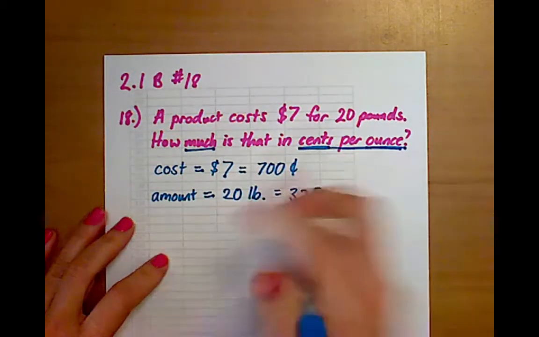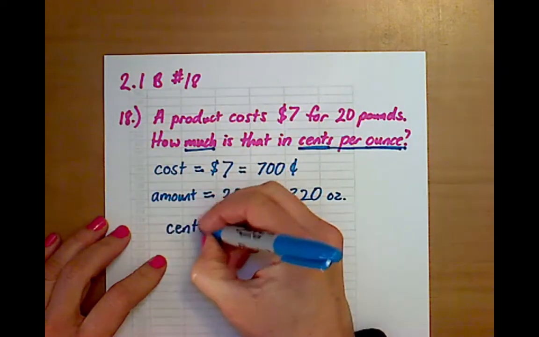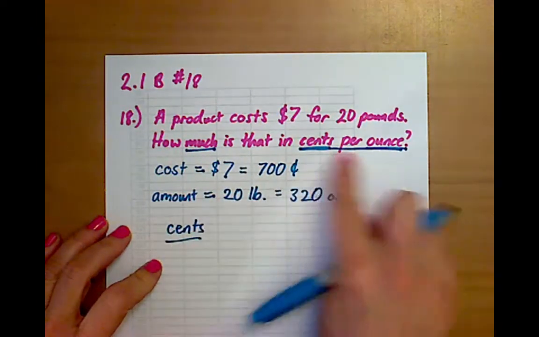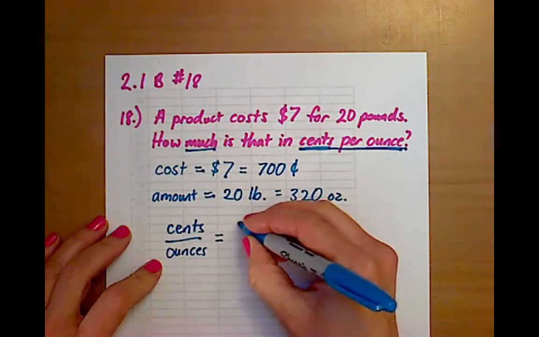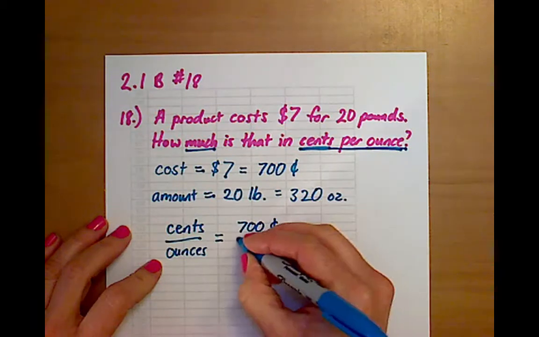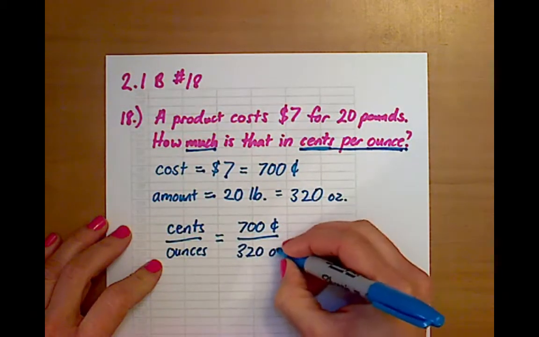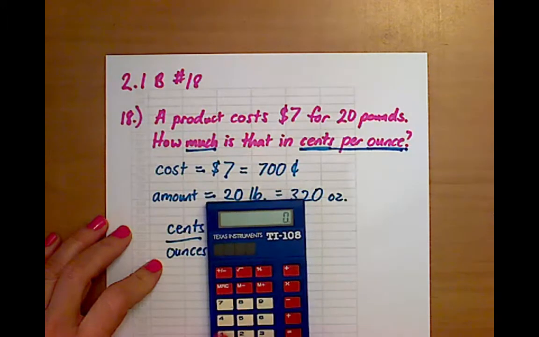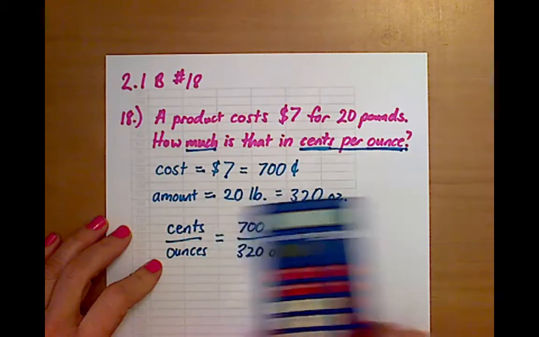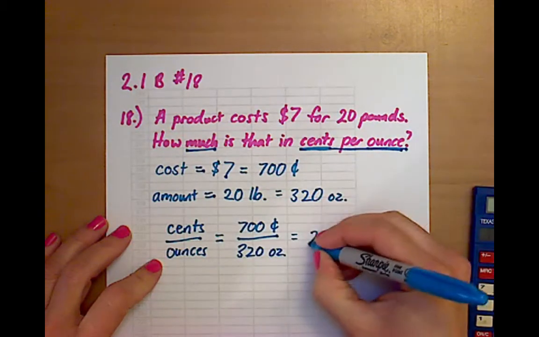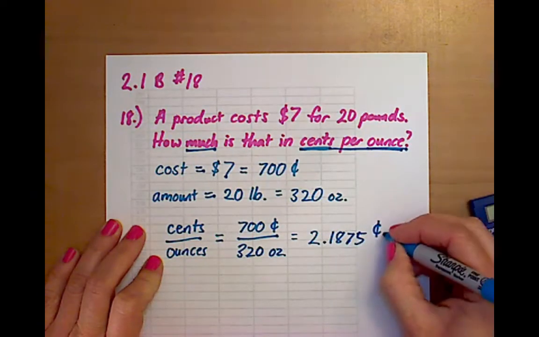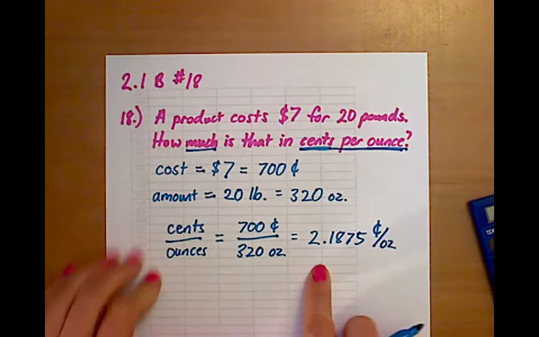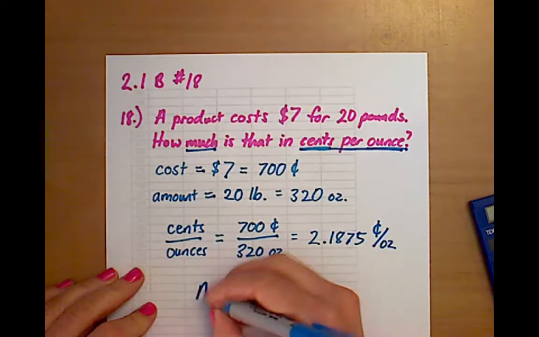So then to find the cents per ounce, we're just going to take cents and divide it by ounces. So we're going to have 700 cents divided by 320 ounces. 700 divided by 320 gives us 2.1875 cents per ounce.